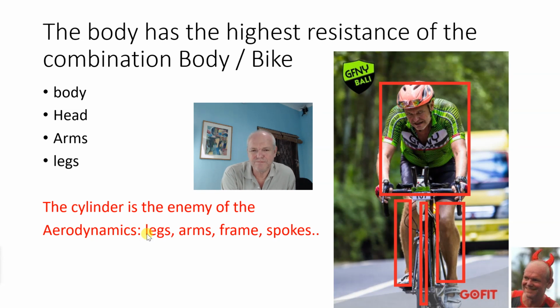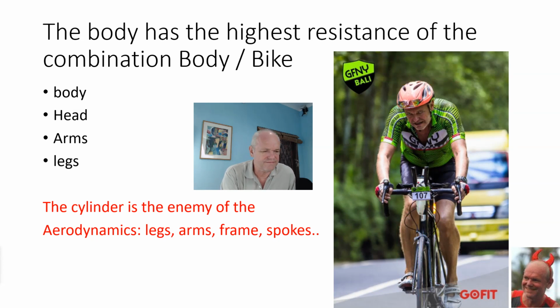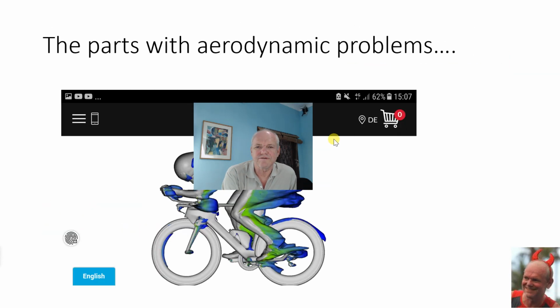Besides that, also important is that a cylinder, like the legs, the arms, in the frame we have cylinders. That is always the enemy of the aerodynamics. That is something which we should avoid. So, we are going to the next one.